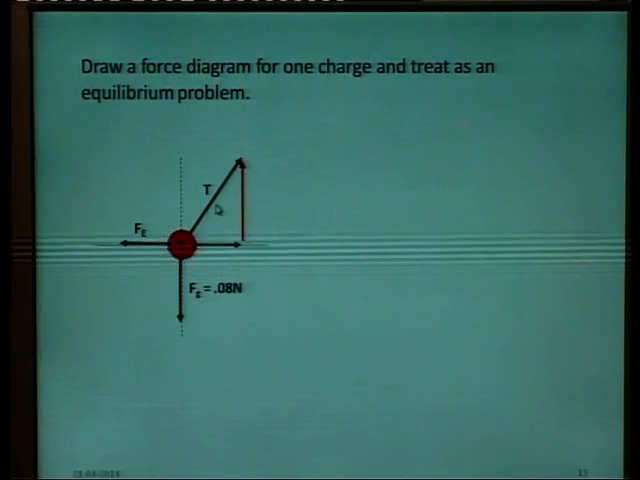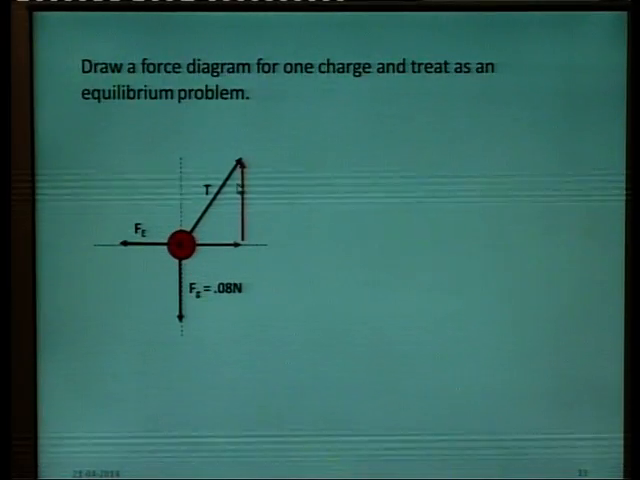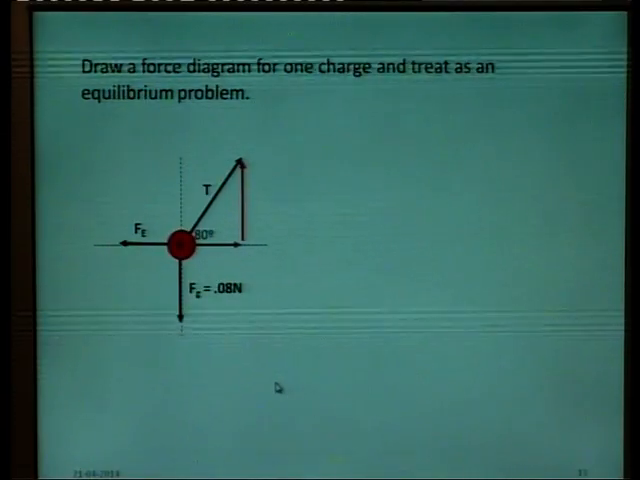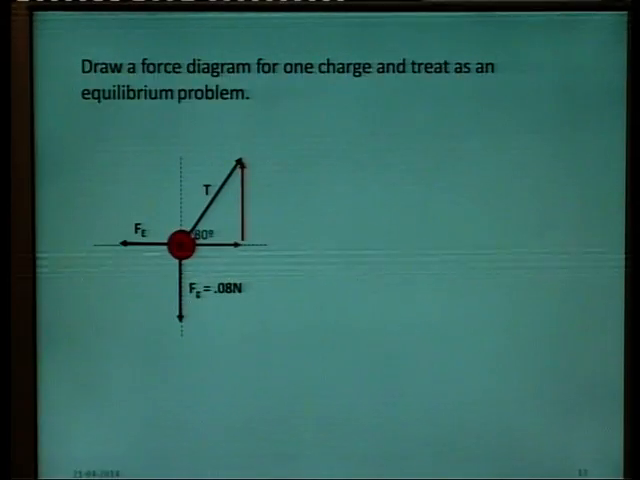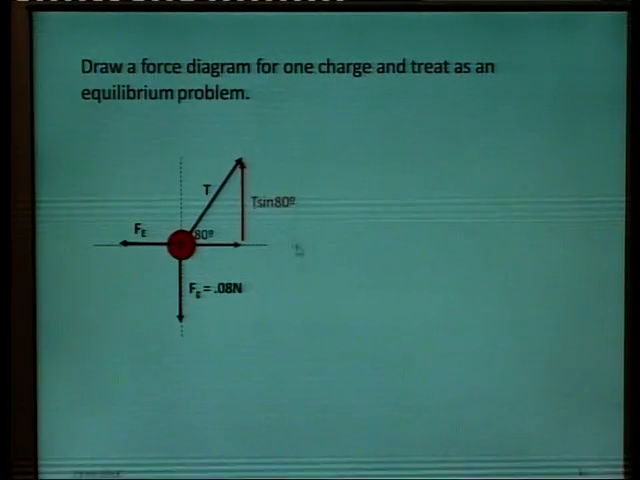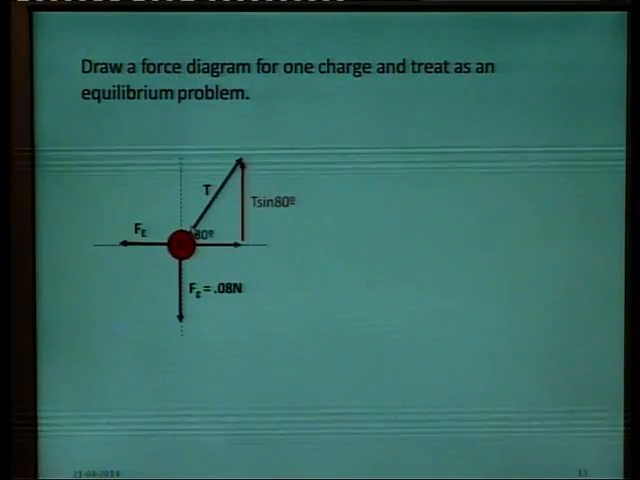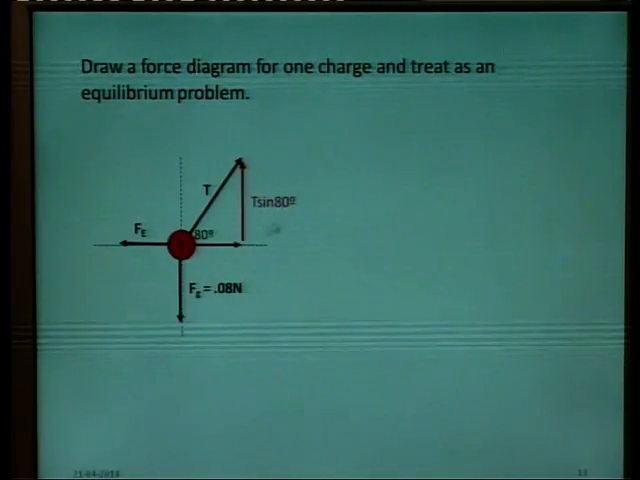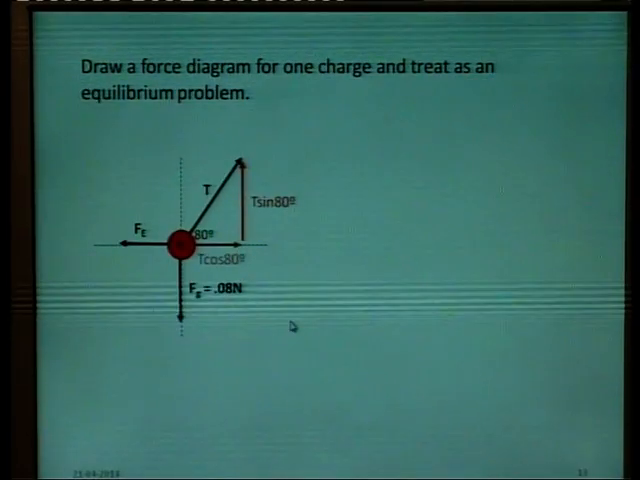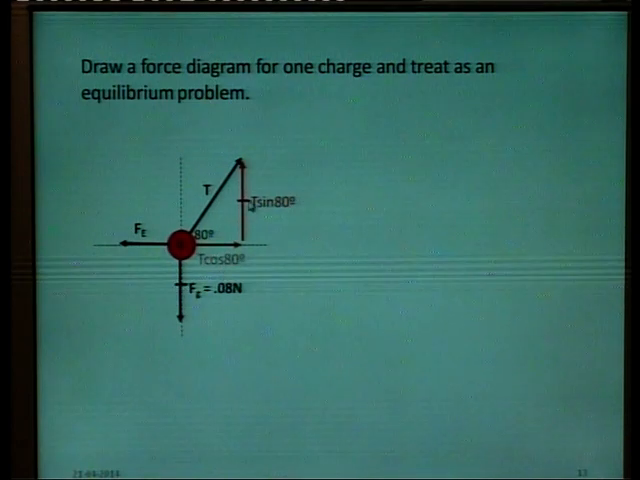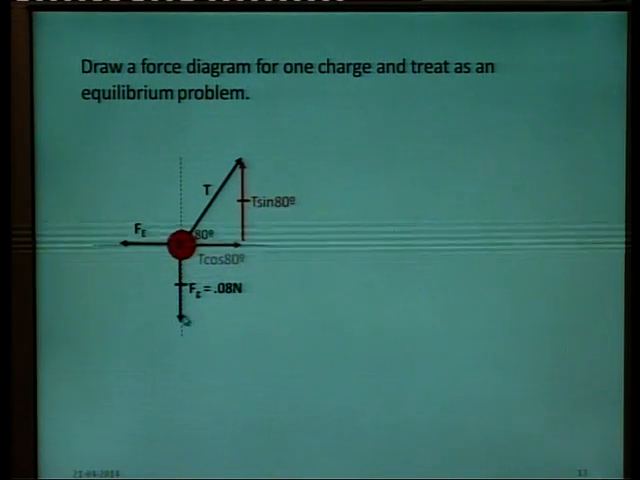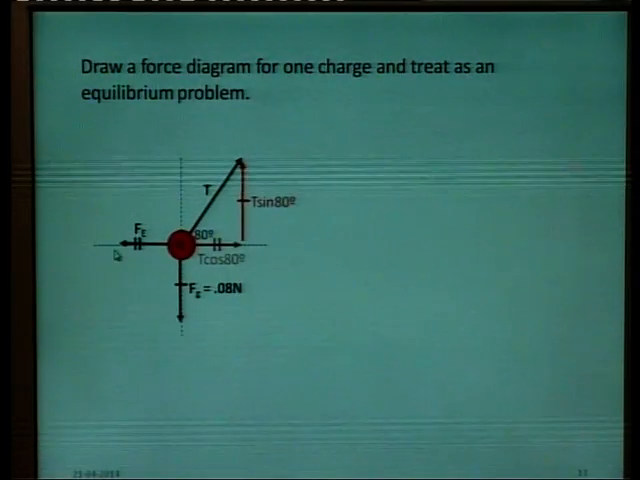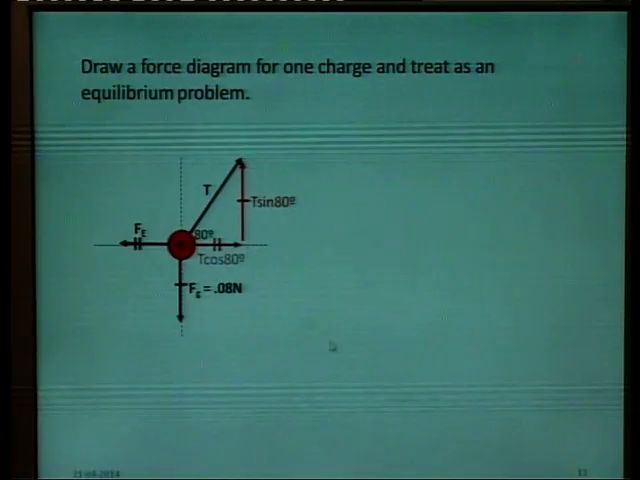You can divide the tension into its rectangular components, two rectangular components, horizontal and vertical. Because that total angle was 20 degrees, so this angle is 80 degrees. Height divided by hypotenuse gives you sin theta. So, this vertical component is T sin 80 degrees, horizontal component you know is T cos 80 degrees. Now, if you see these, Fg is being balanced by T sin 80 degrees, Fe is being balanced by T cos 80 degrees.